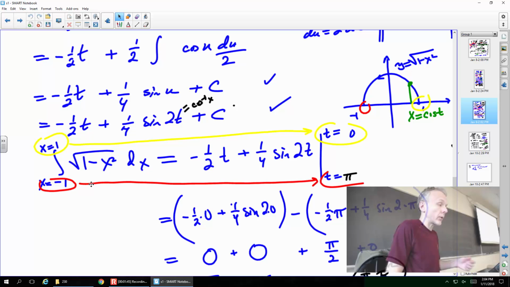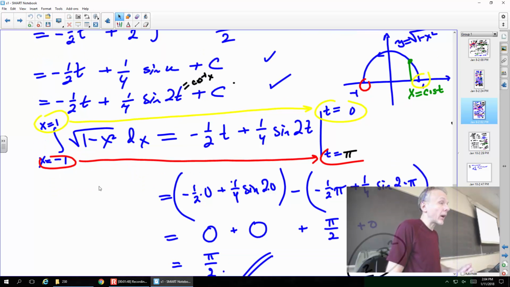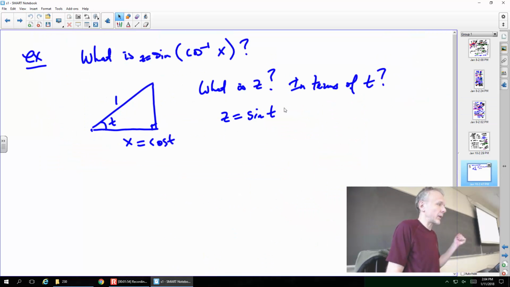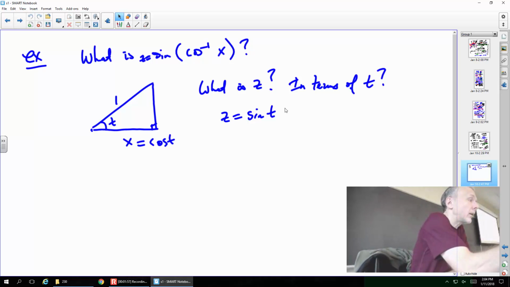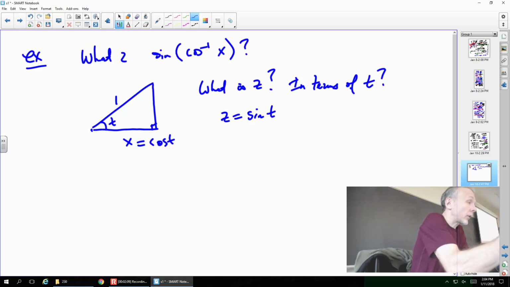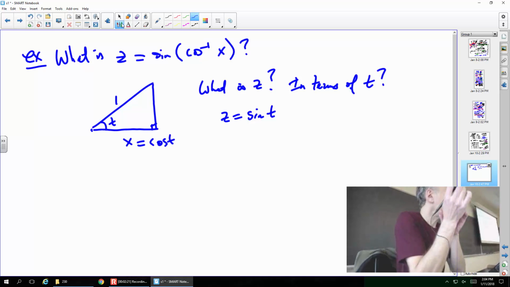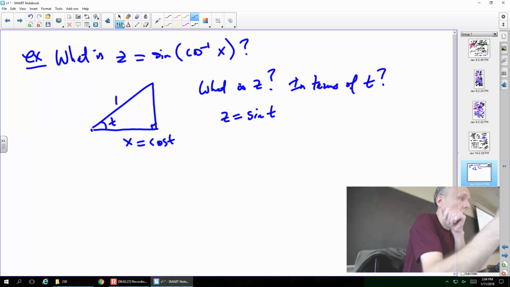So we ended up with sine of 2t, where t is arccosine of x. So in other words, we are facing this expression over here: sine of arccosine, sine over cosine, which is really not a very useful expression. So what is z equal to, sine of arccosine? We can simplify it. It's supposed to be a function of x.